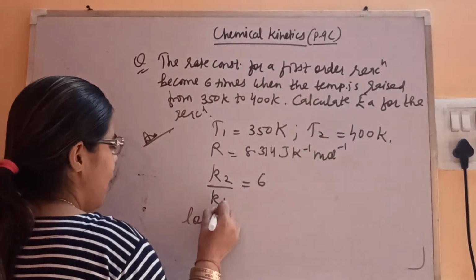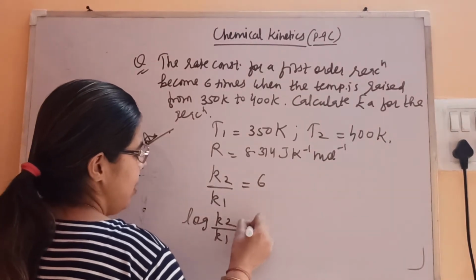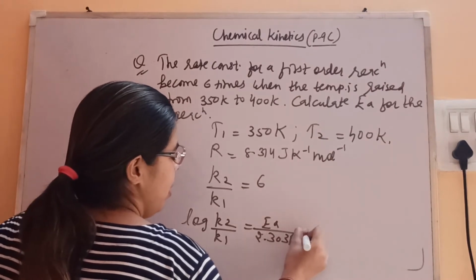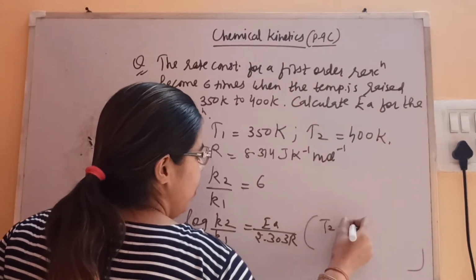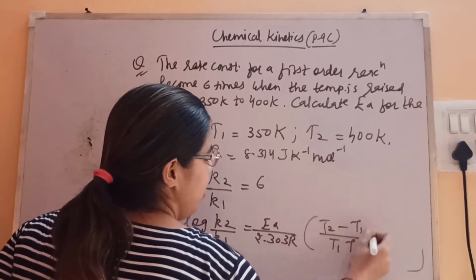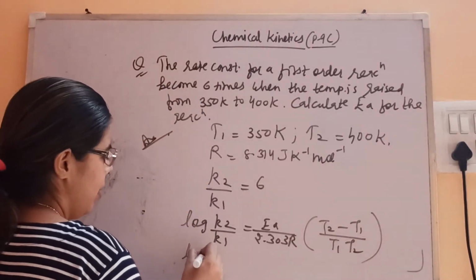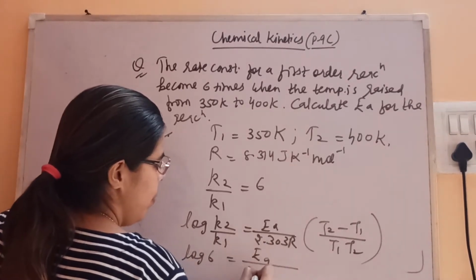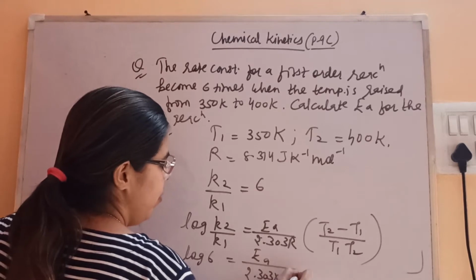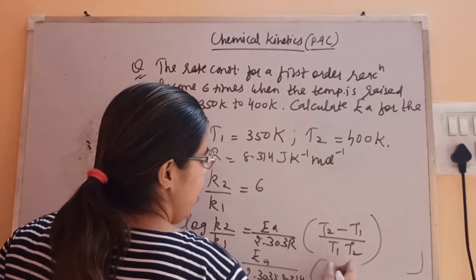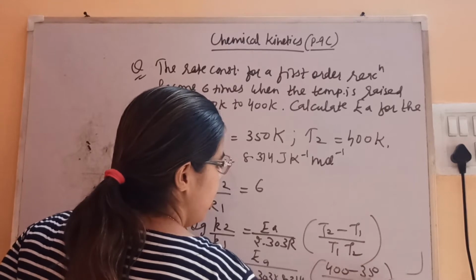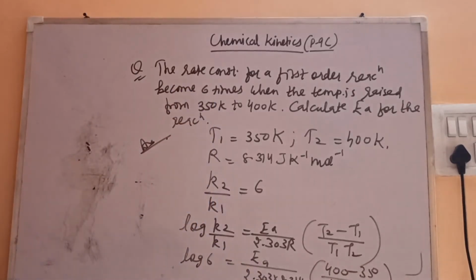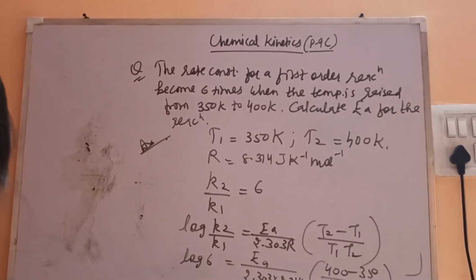What's the formula? Log K2 by K1 is equal to Ea upon 2.303 R, bracket T2 minus T1 over T1 T2. Substitute log 6, Ea you have to calculate, 2.303 into 8.314, T2 is 400, T1 is 350, 400 into 350. Fine. When you solve this, what will you get?